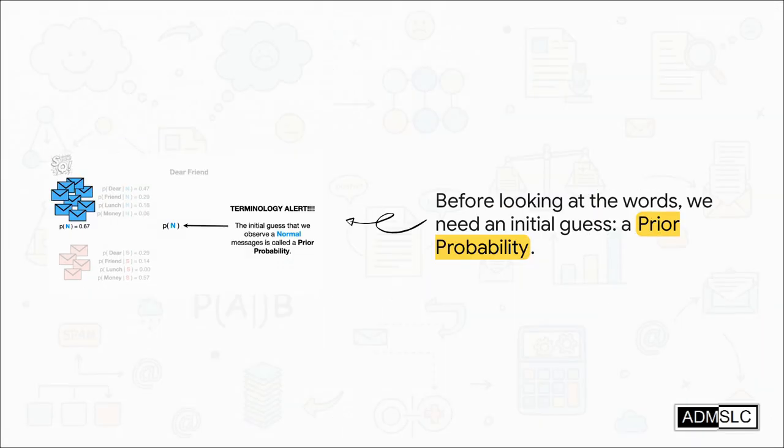But hold on a sec. Before we even look at the words dear and friend, the algorithm needs a starting point, a kind of baseline assumption. Like if you knew nothing else about an email, would you guess it's normal or spam? This baseline is a really important idea called the prior probability.